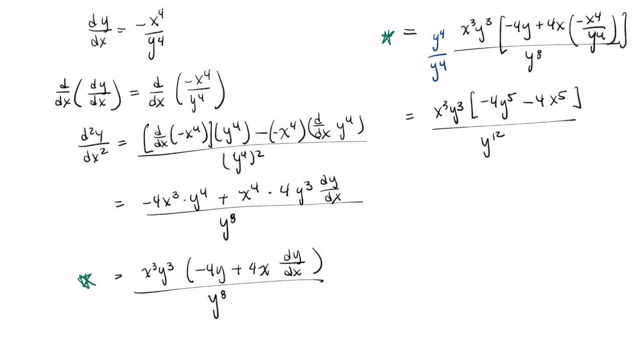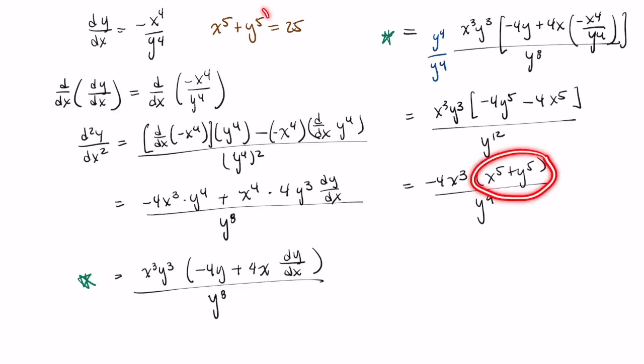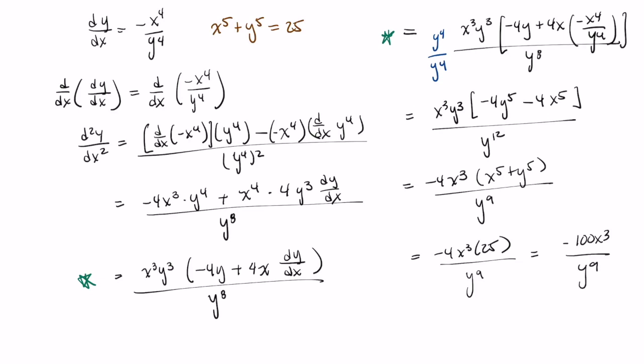Okay, so remember our original equation was x to the fifth plus y to the fifth equals 25. And I have a y to the fifth, and I have an x to the fifth. So in this next step, I'm going to factor out this negative 4 to the front, while also cleaning up the y's in the numerator and the denominator. So now that I've cleaned this up, clearly I can replace x to the fifth plus y to the fifth with just 25. So this second derivative is just equal to negative 100x cubed over y to the ninth.